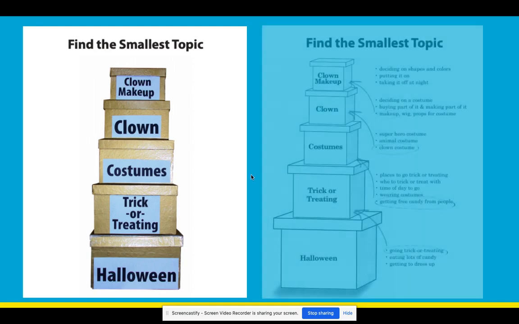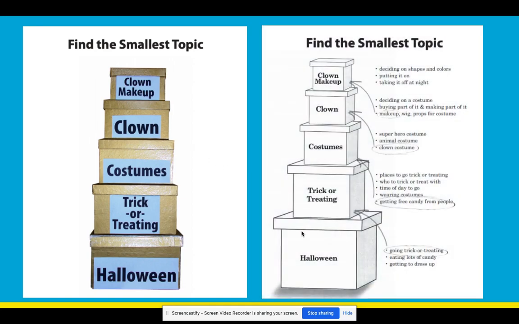So this was the thought process. They started with the big topic of Halloween, and then this person started asking questions like, do they want to talk about going trick-or-treating, eating lots of candy, or getting dressed up? And the student chose going trick-or-treating. So then they put this in the box above it. So now I know we're going to talk about something about trick-or-treating.